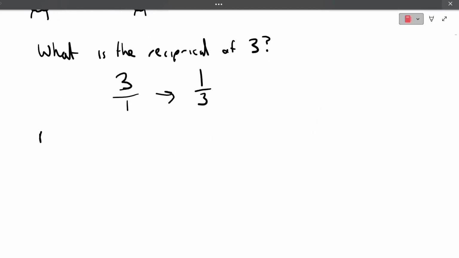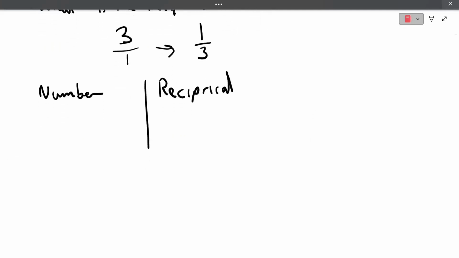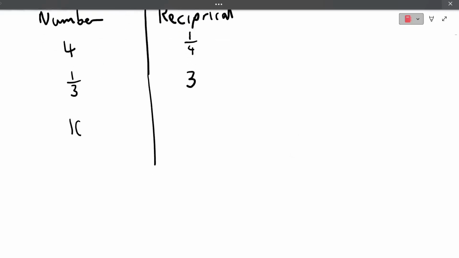So if I do a little table of number and the reciprocal, let's go for 4, and the reciprocal of 4 is 1 over 4. If I've got a third, the reciprocal of a third is 3. And really, you could think it's 3 over 1, but we don't bother doing divide by 1. The reciprocal of 10 is just 1 over 10. The reciprocal of 2/3 becomes 3 over 2, which I could write as 1.5.